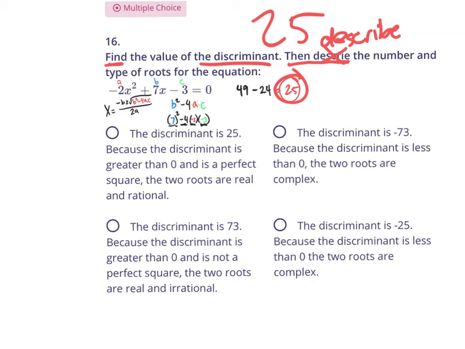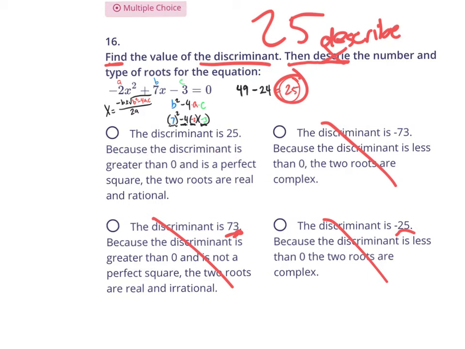Okay, so if you look at your multiple choice, the discriminant's 25. All right, that's good. The discriminant's negative 73, that one can't be it. The discriminant's positive 73 can't be it. Negative 25 can't be it. We already know that that's the answer. But just in case for the final exam, if the discriminant is not enough, let's see what else it says.